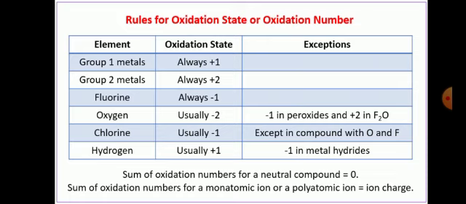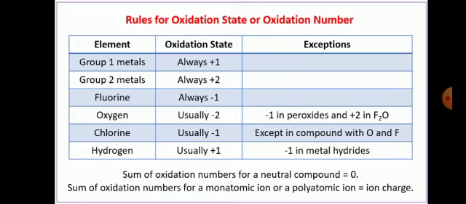Your chlorine basically has a -1 charge, that is, -1 is the oxidation state for chlorine. And there is an exception: except in compounds with O and F, that is oxygen and fluorine, it is usually -1 in oxidation state. So except in compounds with oxygen and fluorine, it can be anything, right?